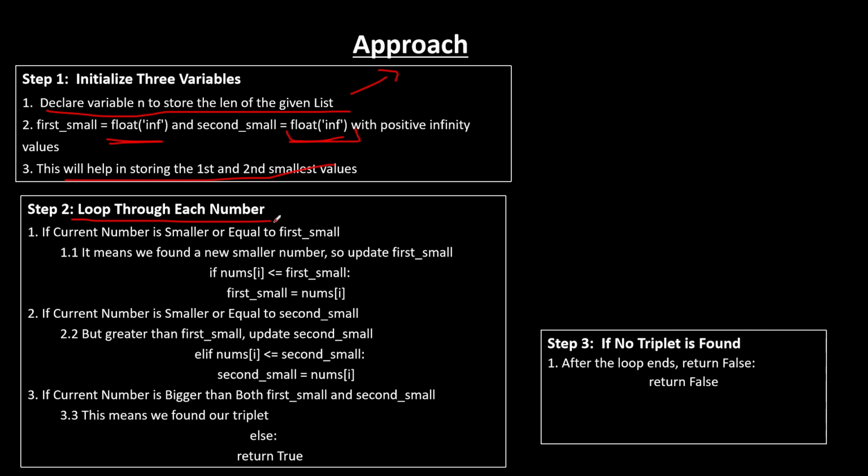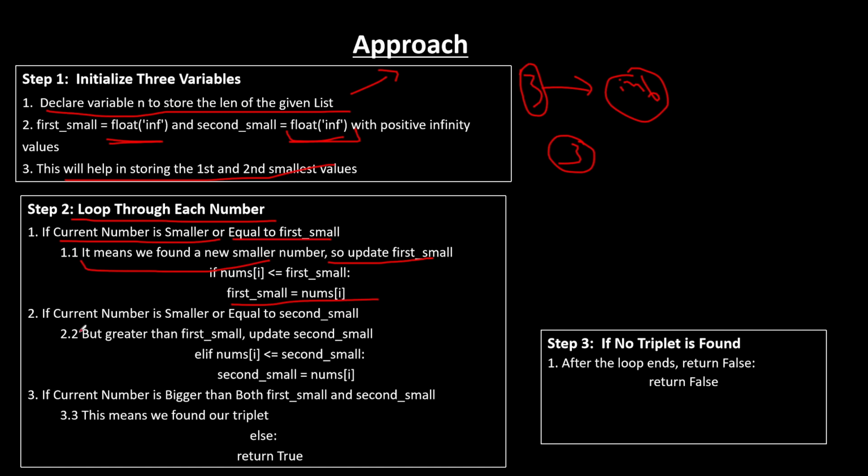Now we loop through each number in the second step. If the current number is smaller or equal to the first small value, it means we have found a new smaller number, and so we will update the first small, right? This is the first small, and it has infinity in it, and we got a number, for example, less than this, let it be 3. So we will replace it, right? Because this is the first smallest number we found till now, right? So the first small will be having 3.